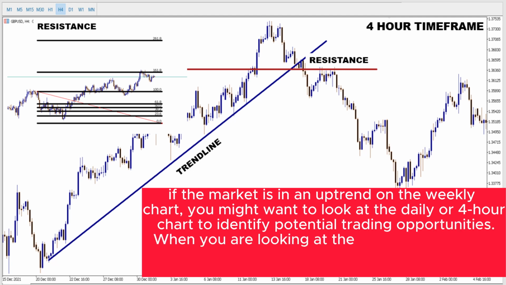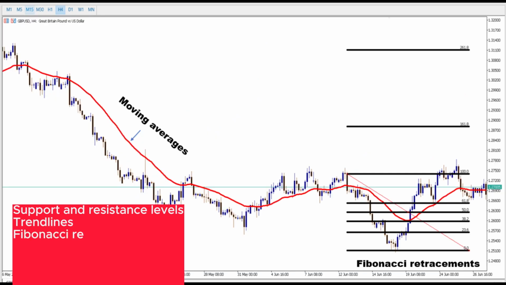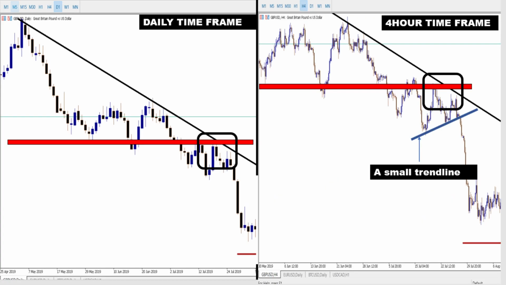When you are looking at the lower time frames, you should pay attention to the following factors: support and resistance levels, trend lines, Fibonacci retracements, volume, moving averages. Once you have identified a potential trading opportunity, you need to decide whether to enter the trade or not. This decision should be based on your risk tolerance and trading style.